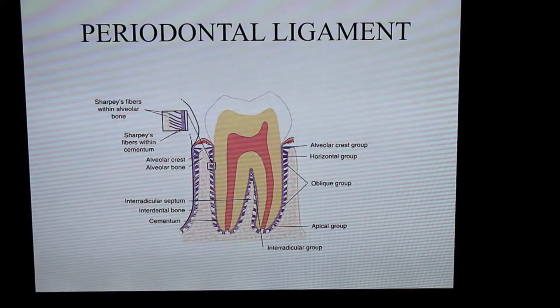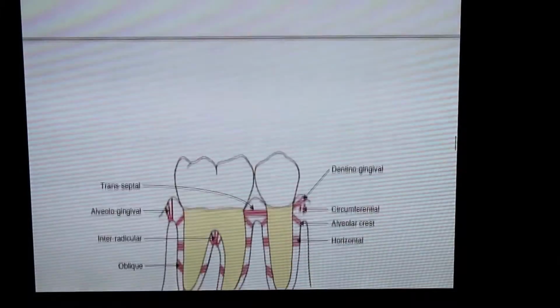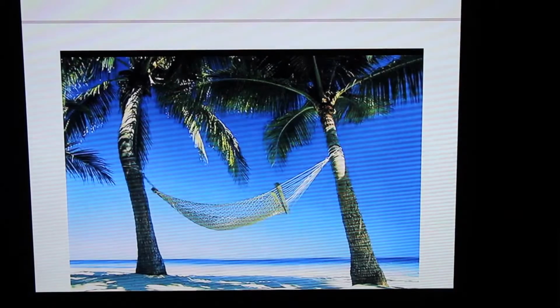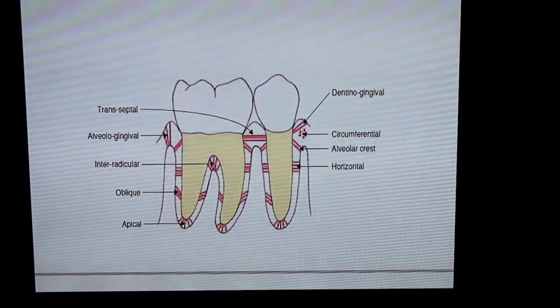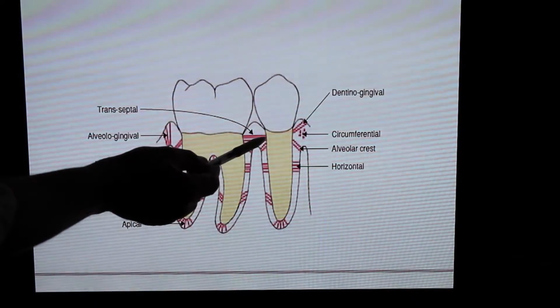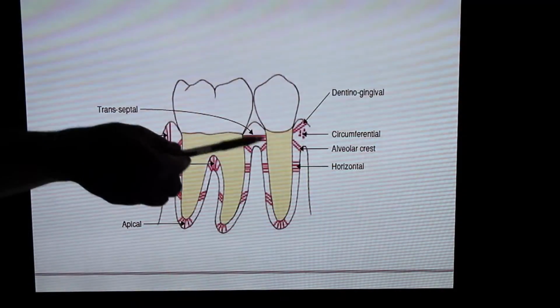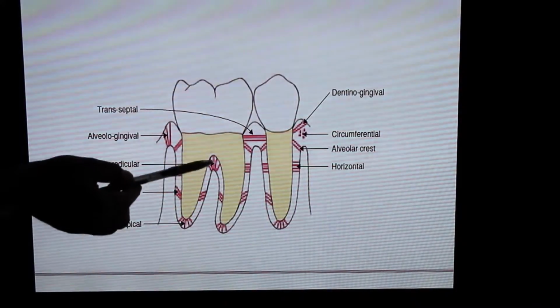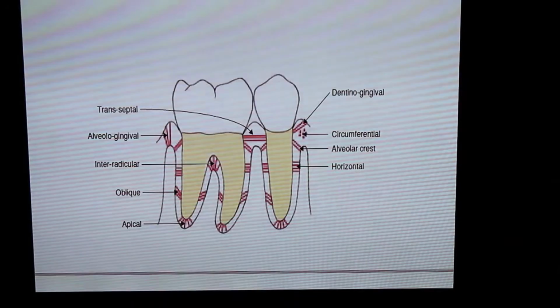Functions: how they perform their work is like a hammock. Hammock, you know hammock? I will show you a picture. This is a hammock. This takes the apical load of the occlusal load; the oblique fibers function like a hammock. This is the function. Now this is another picture showing a different group of fibers, known as transseptal fibers. They extend from the cementum of one tooth to the cementum of the adjacent tooth, and interradicular fibers. And these are apical fibers.